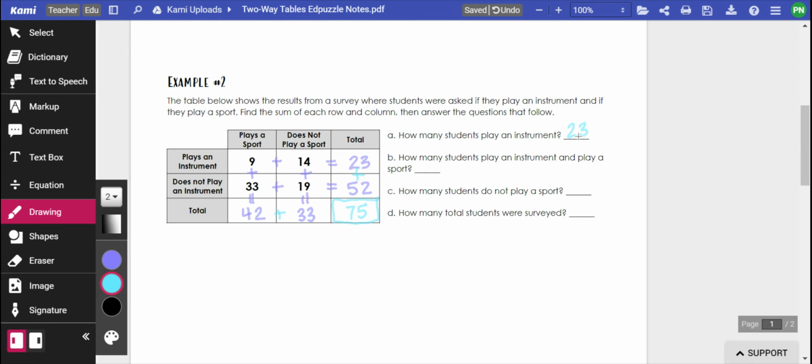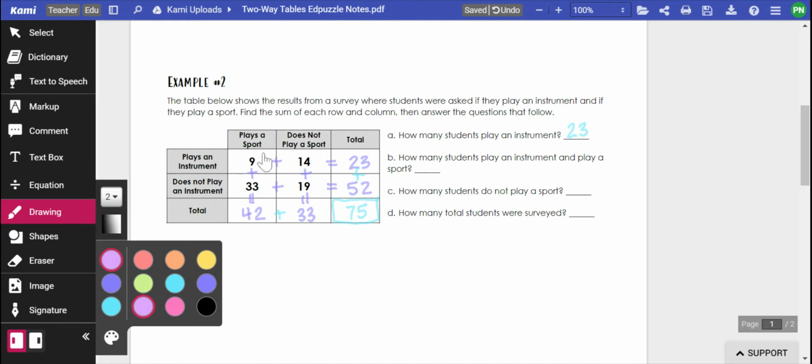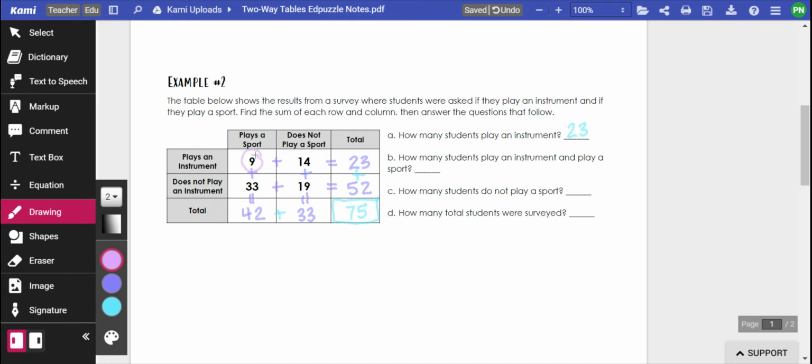Now, how many students play an instrument and play a sport? So here we have a condition. We're not looking at just the general total of 23 students playing an instrument. We want to look to see if they also play a sport. So that means I'm going to go to plays an instrument and plays a sport, and we're going to choose the 9.